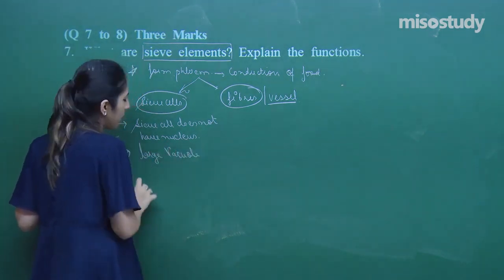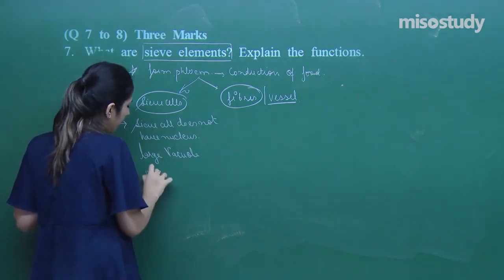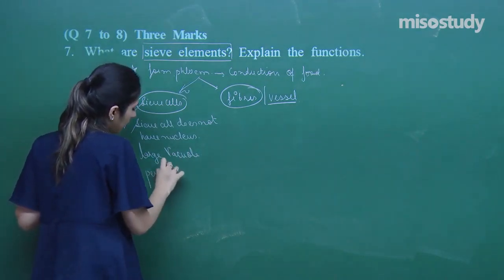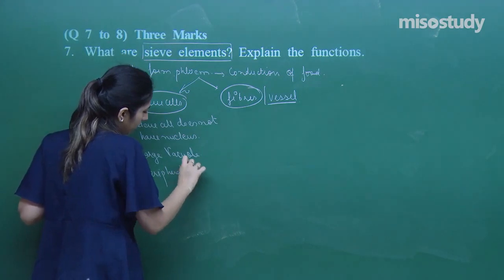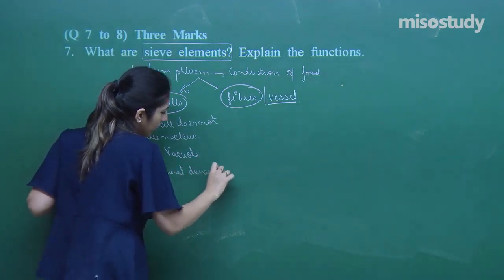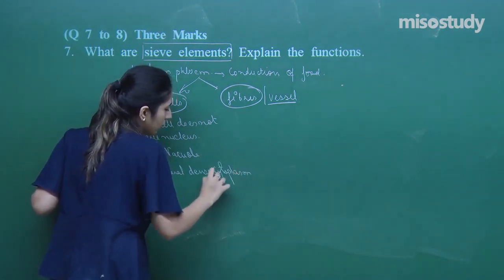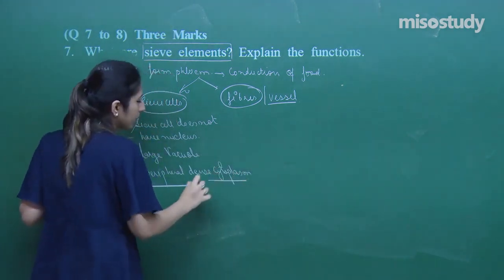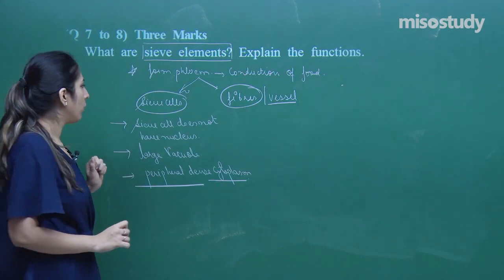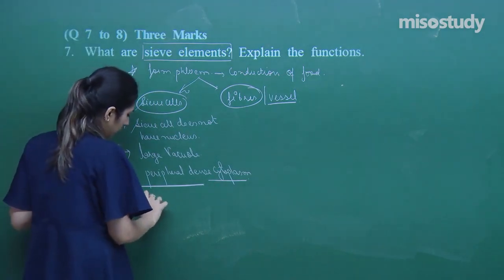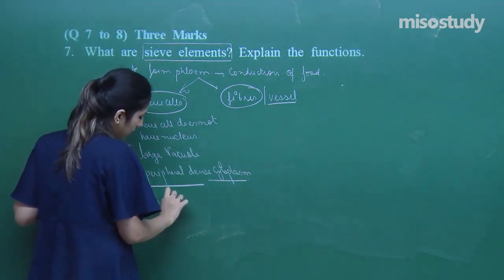Now, to talk about the structure in this, a large vacuole is present. Peripheral dense cytoplasm is present. Dense cytoplasm is present in this case. Right? Now, they are associated with companion cells.